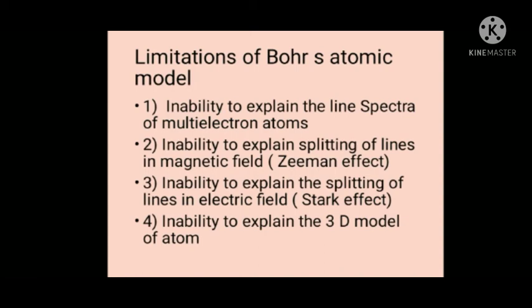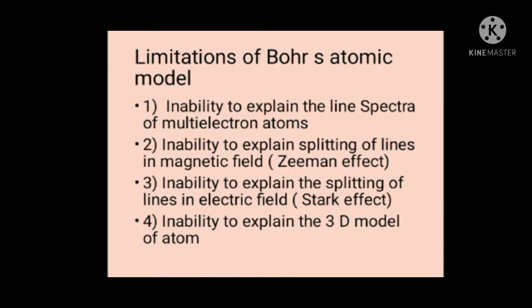Even though Bohr was able to explain the line spectra produced by the hydrogen atom, he was not able to explain the line spectra produced by multi-electron atoms. That means atoms containing more than one electron. The second limitation was that he was unable to explain the splitting of lines in the presence of a magnetic field. That means when we apply a magnetic field, the lines split again into still smaller lines. That effect is known as the Zeeman effect. That was not explained by Niels Bohr.